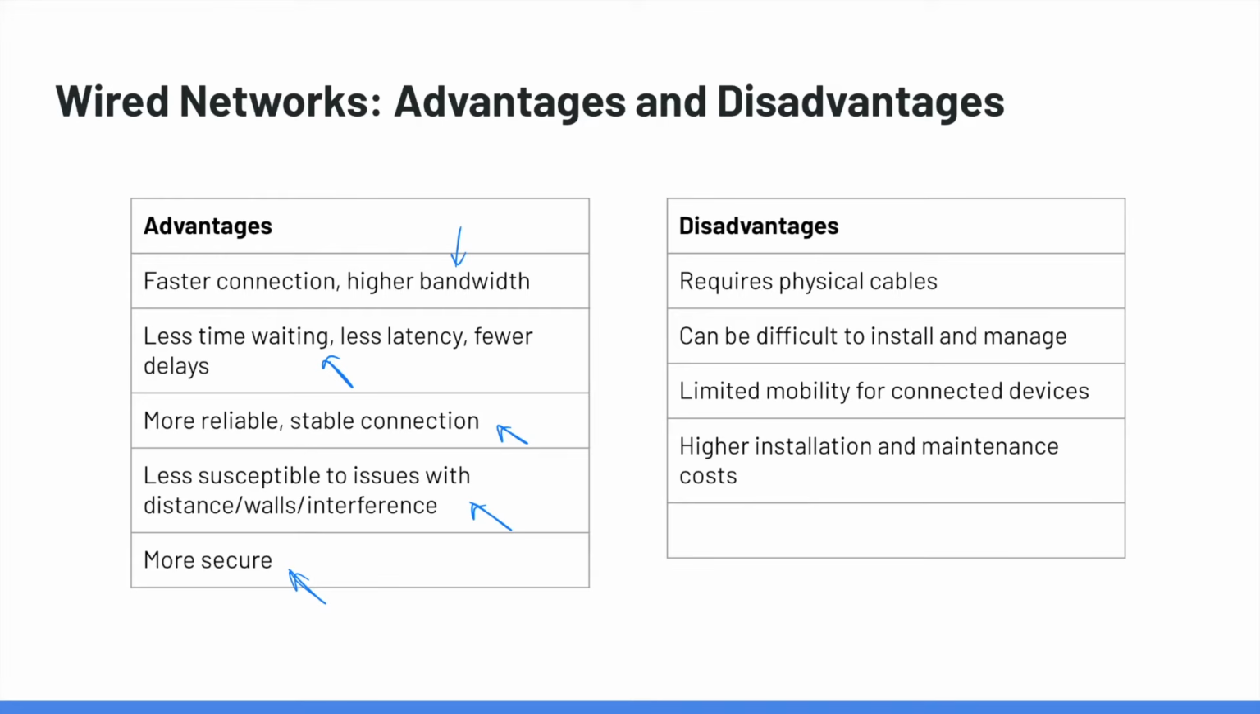networks. But some of the disadvantages of wired networks are the fact that we do need physical cables, which can be expensive and difficult to work with, especially to install and manage. Also, we have limited mobility for connected devices. Because every device on a wired network has to be connected via wire, we can't really move it around as much. Also, maintenance costs tend to be higher just because, again, we have an actual physical wire.